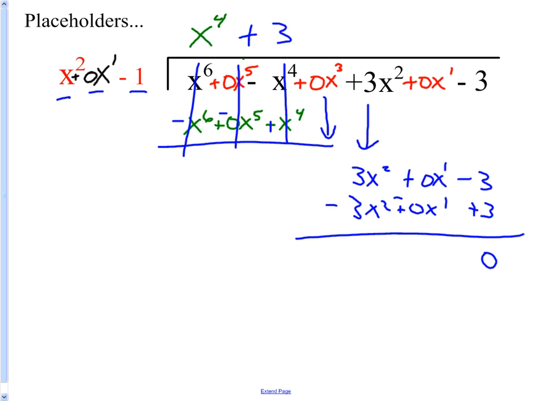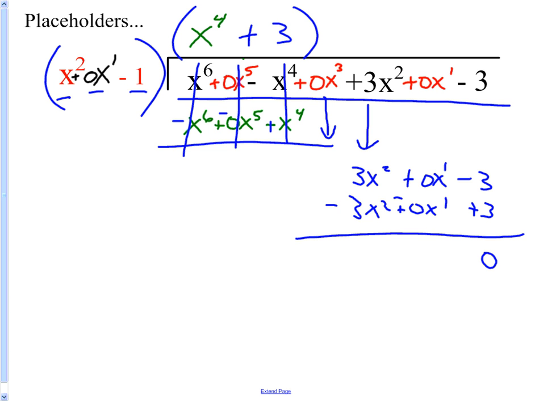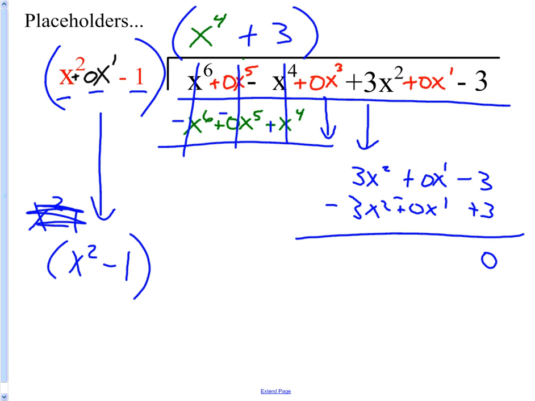I have more time than I thought. So my final answer is this times this will give me that. But I don't really need those placeholders in there, so I can just say x squared. This one can be x squared minus 1, and this one can be x to the 4th plus 3.